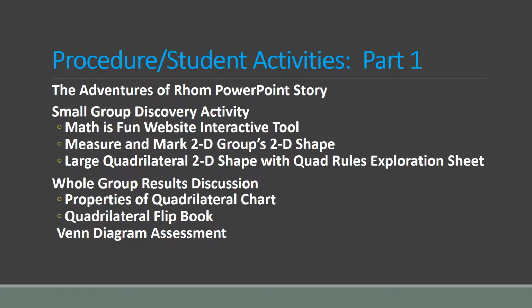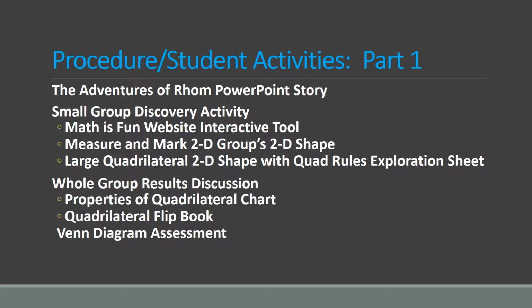Following the story, there will be a small group discovery activity in which each group would be approximately 4 students, and there are 6 shapes, so depending on how many students are in the class, you can organize it. Then there will be several things that they can do to explore their assigned shape. There's a Math Is Fun website interactive tool. There are also 2D shapes, and they can measure them with rulers and mark what they find out on the actual large 2D shapes. They're on an 8.5 by 11 piece of paper.